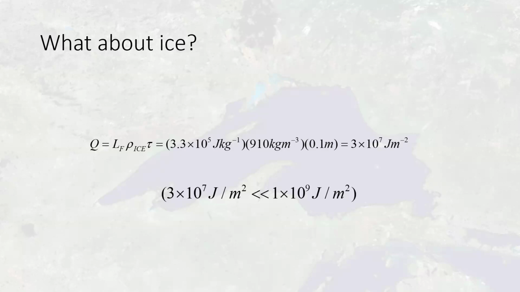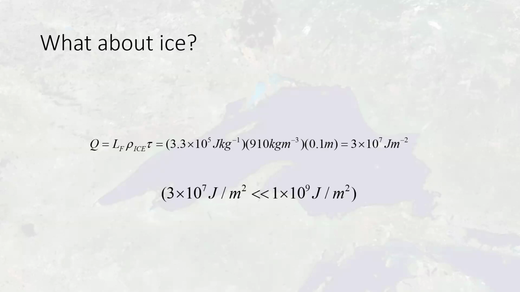But with reasonable estimates of ice thicknesses, the amount of heat necessary to form that ice is much, much smaller than the amount of heat lost by the water column below. And so unless you're in a shallow coastal region, or you're in Western Lake Erie, where they get loads of ice and it's really, really shallow, you probably don't have to worry about the amount of heat going into causing water to turn into ice.